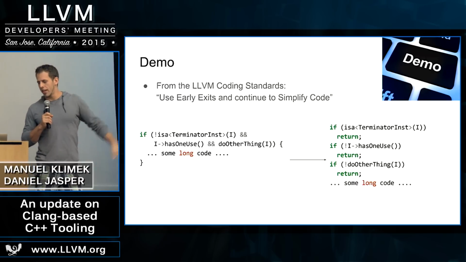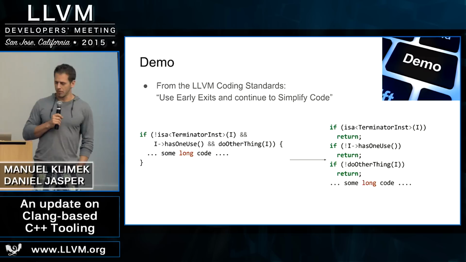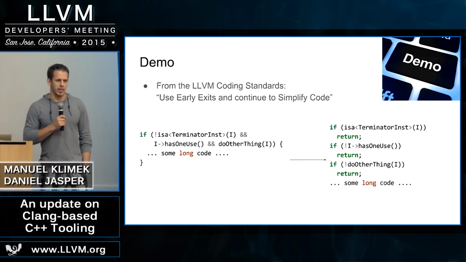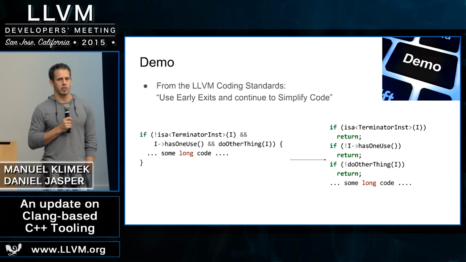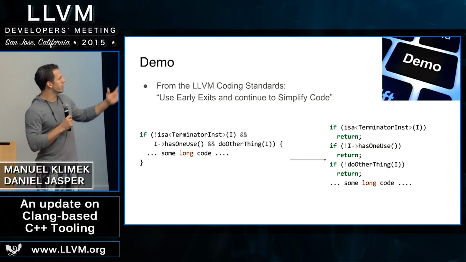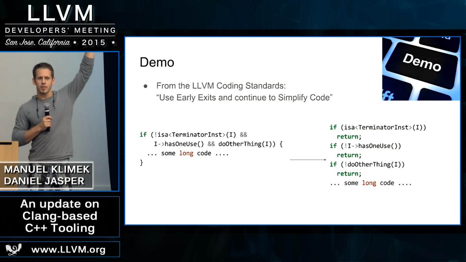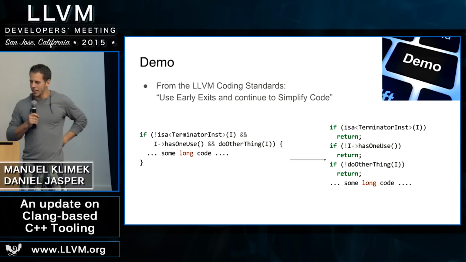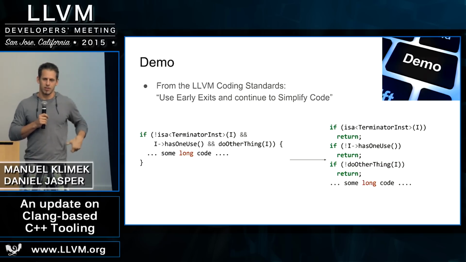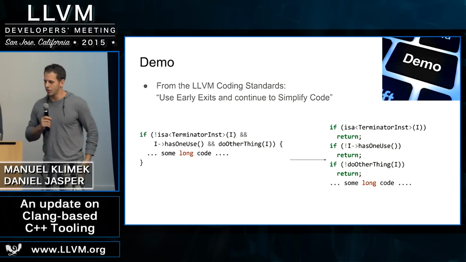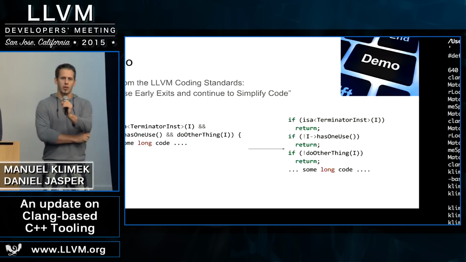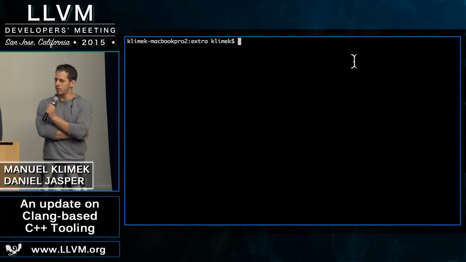We basically want to take one of the things from the LLVM coding standards, which is to use early exits and continue to simplify code. It's something very fundamental. Who agrees that this is a good idea? Cool. So we're going to write a clang-tidy check to enforce that. And with that, I'll hand over to Manuel to actually show you how you can write a clang-tidy check. I think we have like 15 minutes left. 20. Yeah, 15 minutes should be enough.